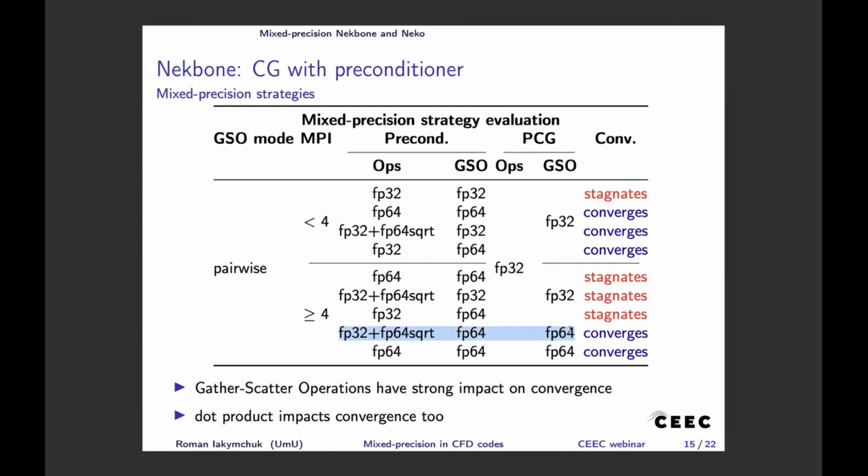convergence. So our recipe from this large table is that global operations, especially dot products, are very sensitive, and it's better to keep them in full precision, while the other operations, local operations, can be done in single precision. Obviously, when we do this, it requires some casting, and I will come to that a bit later.